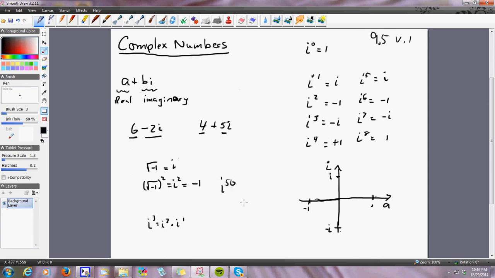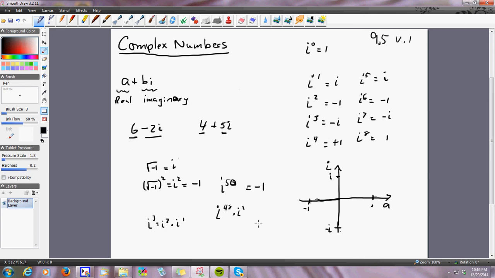So if I had i to the 50th, I could say, well, I want to divide 50 by 4, and I get i to the 48th with a remainder of 2. And the reason why is because I know 48 is divisible by 4, so it goes around 12 times. I get back to here. One more, two more, I get i squared, which is negative 1. And that's it.